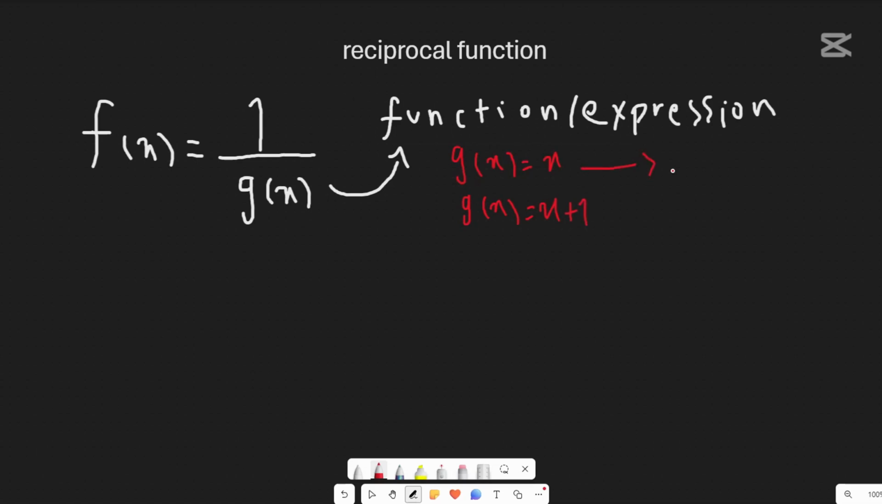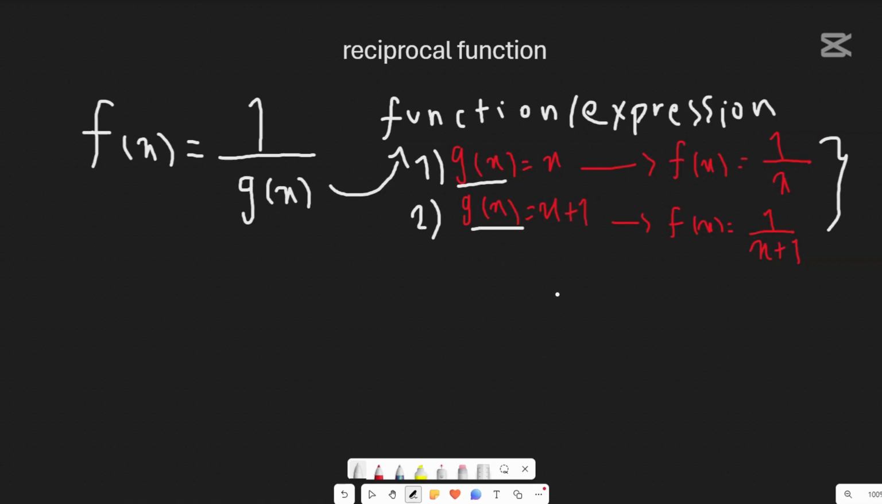So in this case our function f(x) is equal to 1 over x, and for this one the function f(x) is equal to 1 over (x plus 1). So it's very simple. As you can see, this g(x) could be any expression or function. For the first example we said g(x) is x. For the second one, g(x) is x plus 1, and as you can see, we just replace that with g(x) here and we have the functions right there. Alright, it's very simple, right?